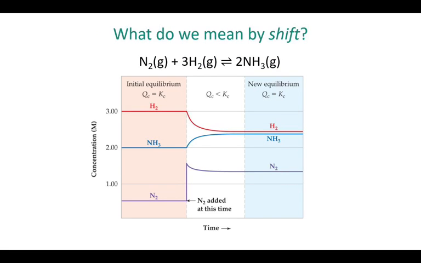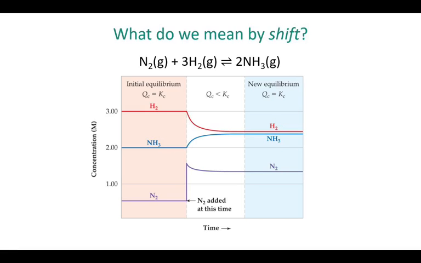So what do we mean by a shift? In the case of a shift, we mean which direction the reaction is going to go in order to get back to equilibrium. So the reaction could make more products, so we would call that a shift toward the products or toward the right, or the reaction could make more reactants, so we would call that a shift toward the left.